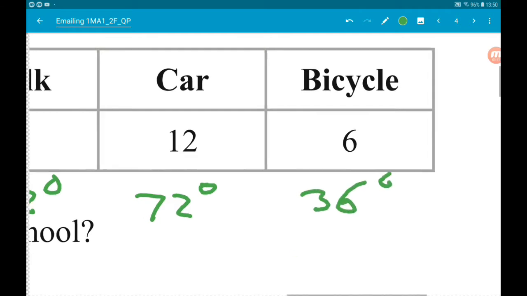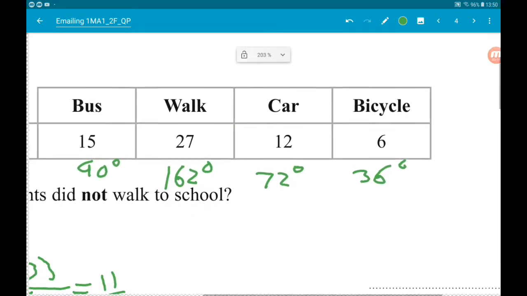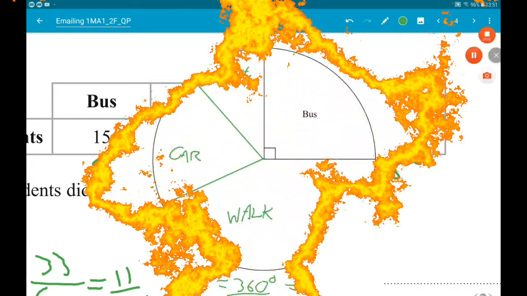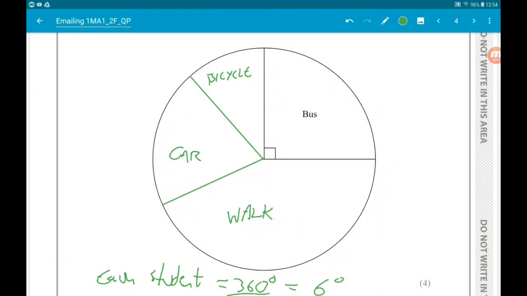Okay, so we now need to draw these sectors on the pie chart. To do this, you need a protractor, and I'll show you how it should look once you've done it. Okay, so your pie chart should look something like this. Very important, don't forget to label it, otherwise it doesn't mean anything.